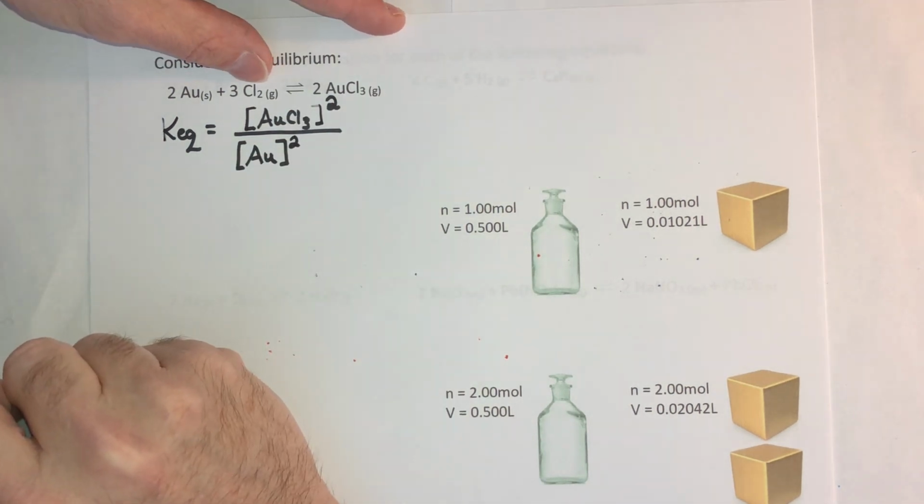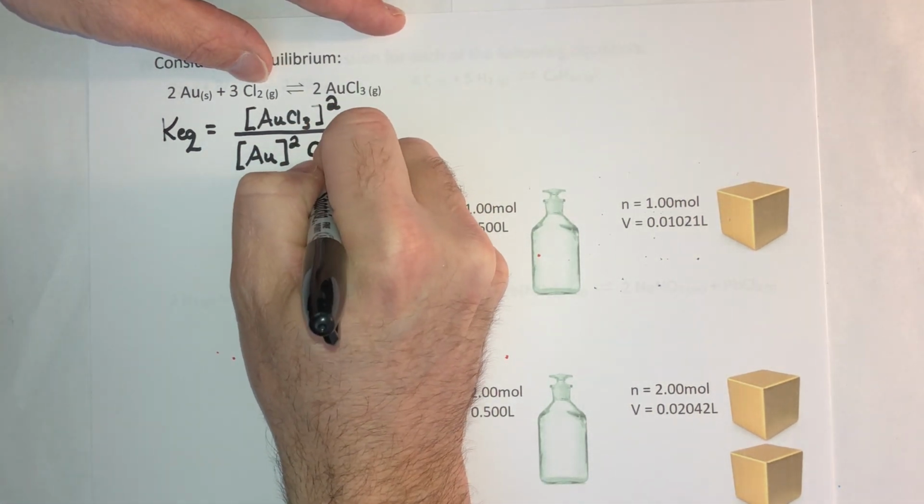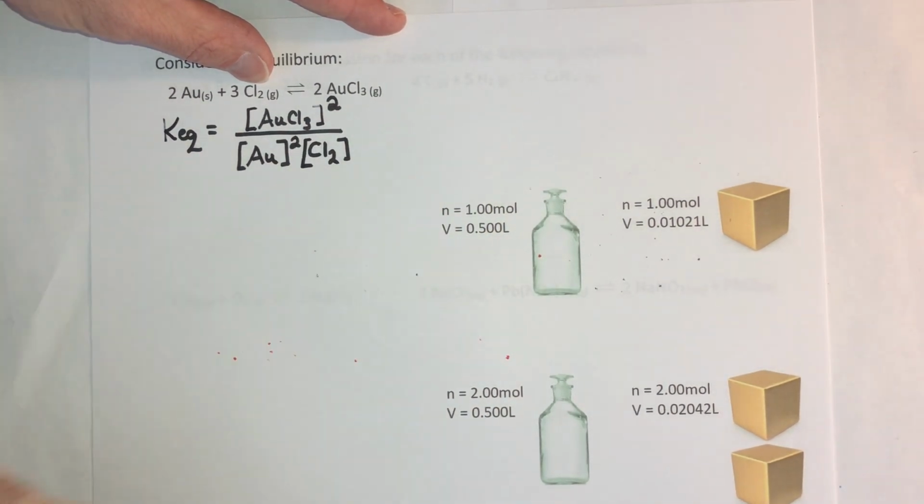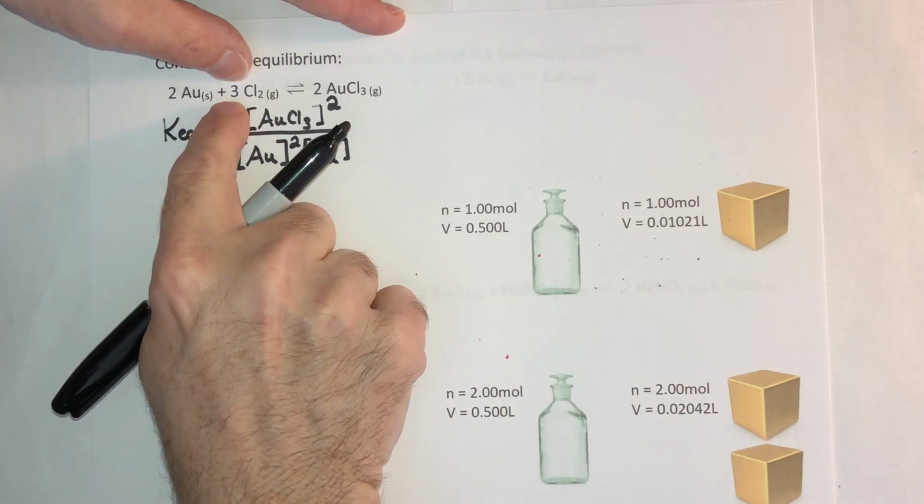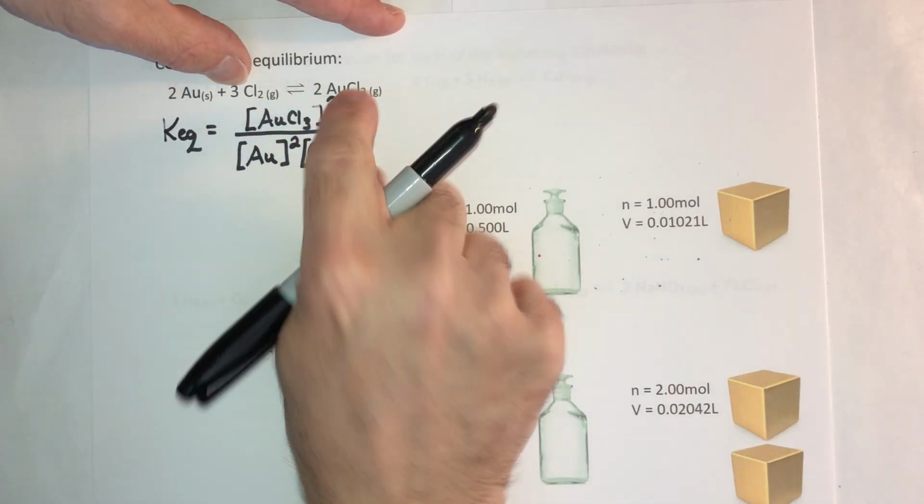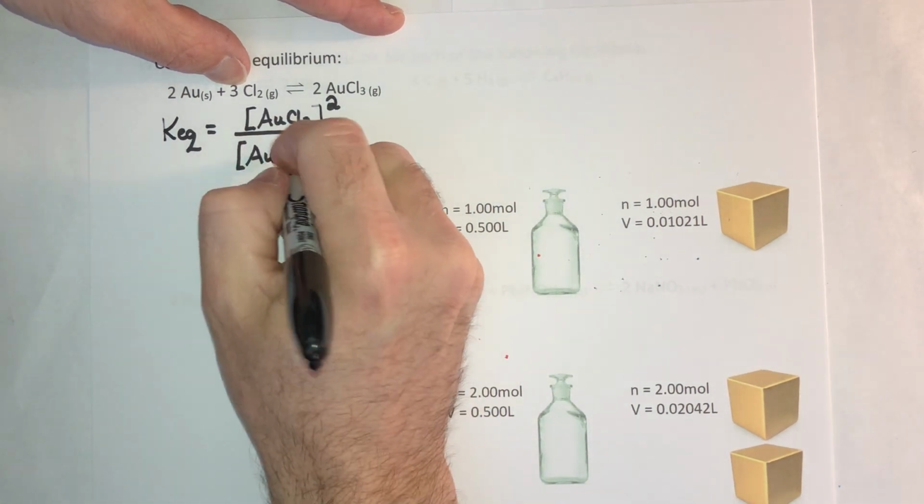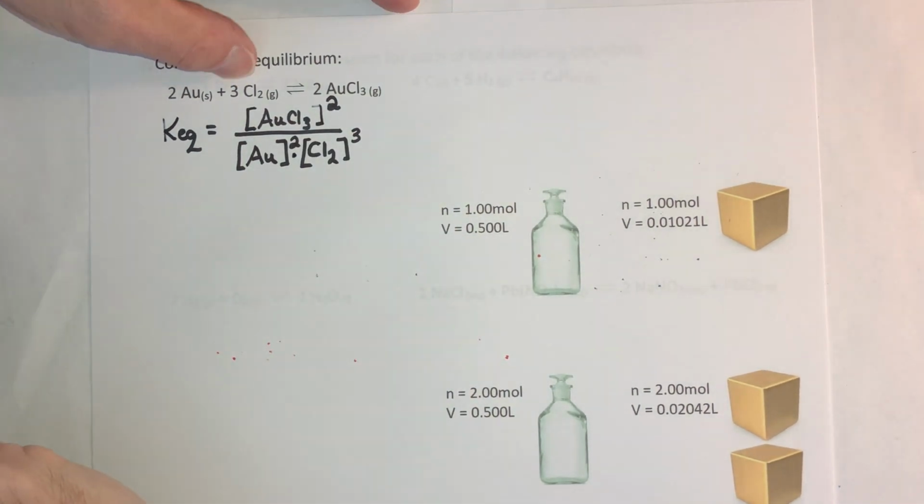I have a second reactant. The second reactant is Cl2. Again, I'll put square brackets around it to tell everybody that it's concentration. And I use the 3 in front of it in order to balance the equation. So this is power of 3. Because you have 2 reactants, they are actually multiplied together.